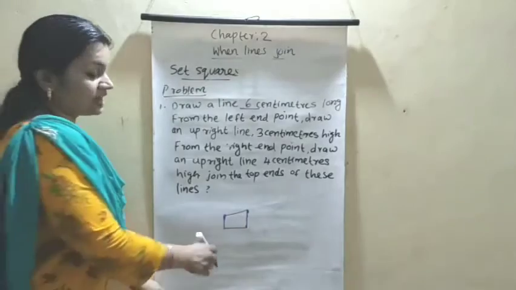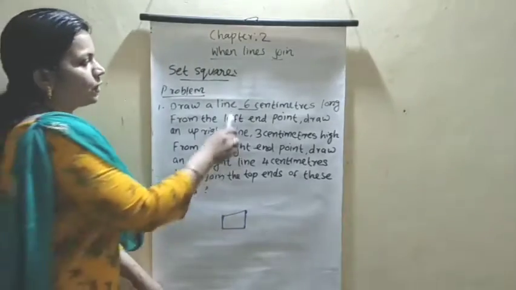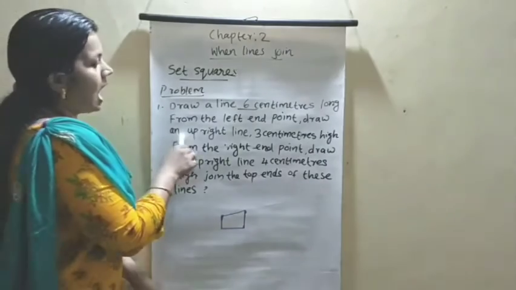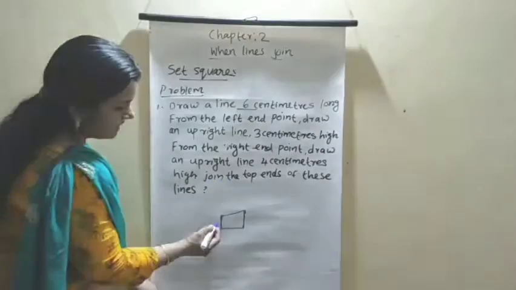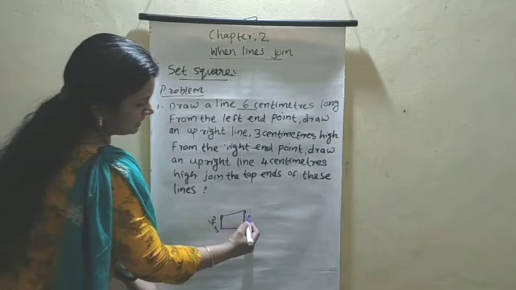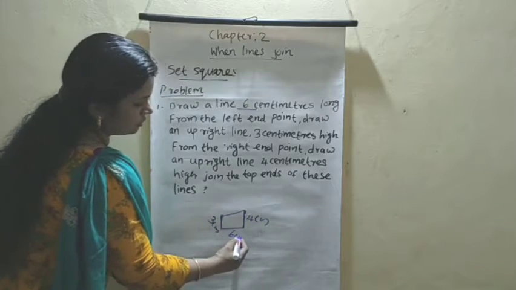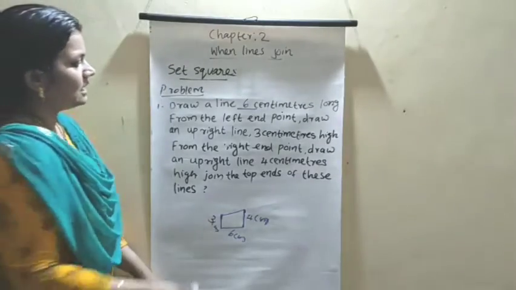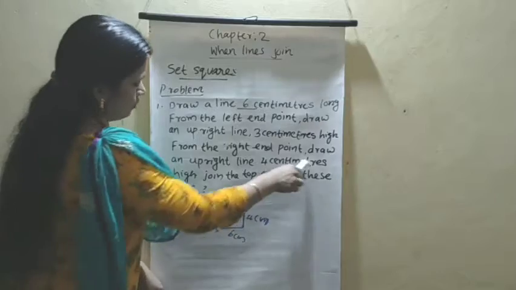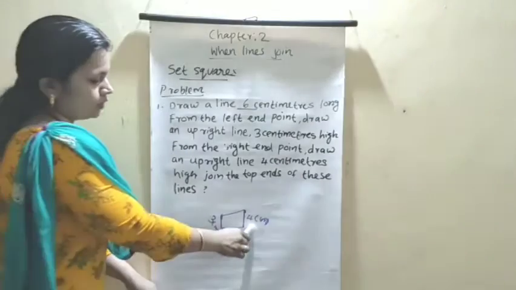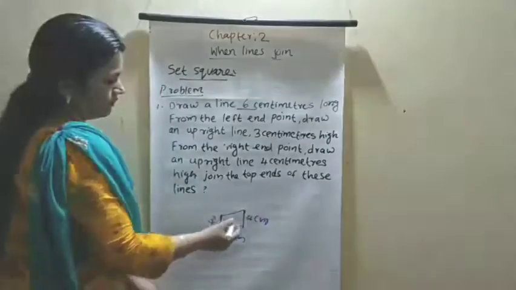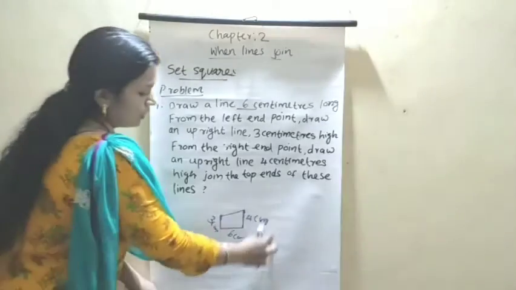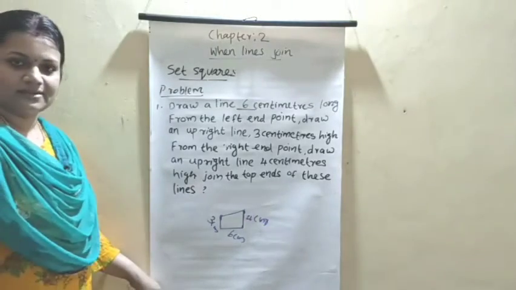How to draw one quadrilateral figure? First of all, you draw 6 centimeters long. Then from the left end point, draw an upright line 3 centimeter. This is 3 centimeter, this is 4 centimeter. This is also 6 centimeter. Understood all? Then from the right end, draw an upright line 4 centimeters high. Then joining the top end points, these are one quadrilateral, these are the 4 sides.